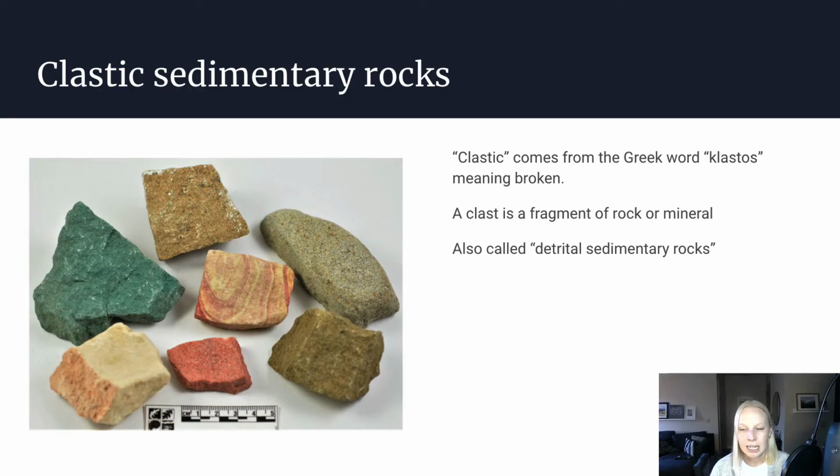And just like it sounds, clastic sedimentary rocks are made of clasts of either other rock or mineral fragments. The word clastic comes from the Greek word klastos, which just means broken. So broken fragments from previously existing rocks or minerals. These are also often referred to as detrital sedimentary rocks. So don't get thrown off if you hear the word detrital, or detritus, which is another word for sediment or clasts. So that's another synonym for clastic sedimentary rocks.